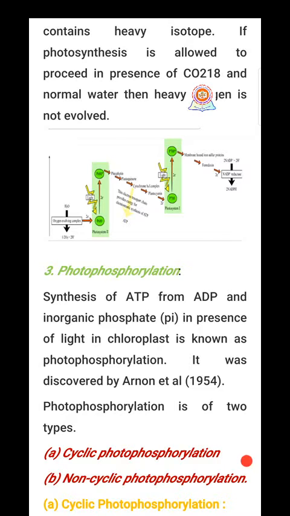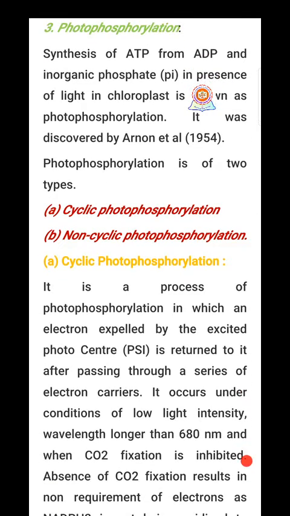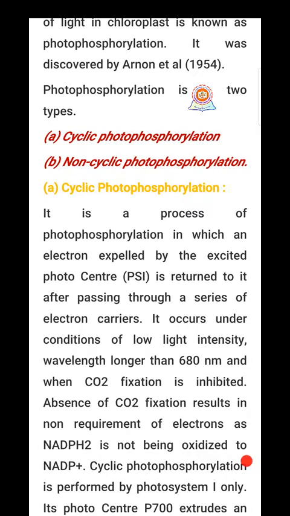Photophosphorylation is of two types: cyclic photophosphorylation and non-cyclic photophosphorylation. We discuss the first, cyclic photophosphorylation. It is a photophosphorylation in which the electron expelled by the excited chlorophyll molecule, or photosystem's center, is returned to it after passing through a series of electron carriers.